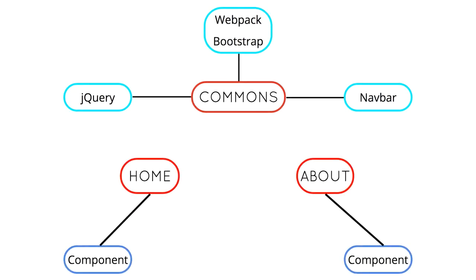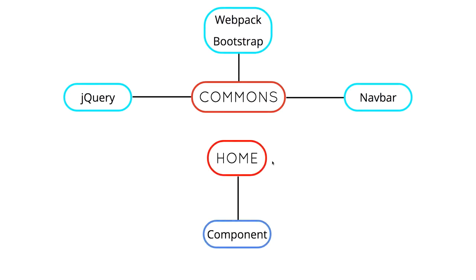So what does that mean? Basically, we can separate out into three bundles now. We have our Commons bundle, our home bundle, our about bundle, and therefore, say when the user hits our home page, they're going to download two JavaScript files. They're going to download our Commons bundle, which contains these three children, and the home bundle, which contains this one child.